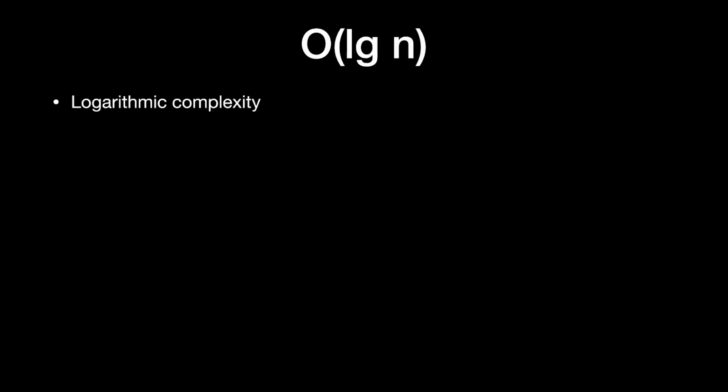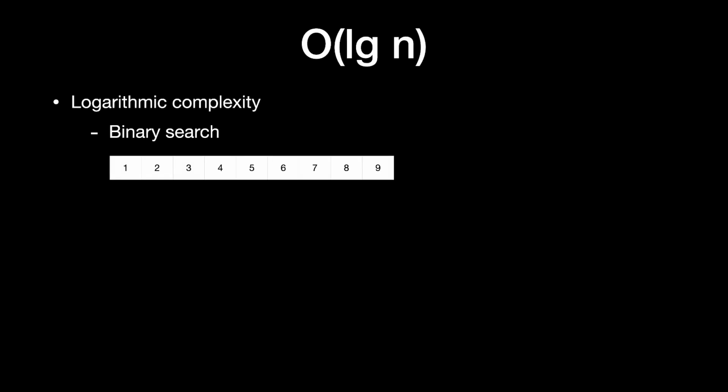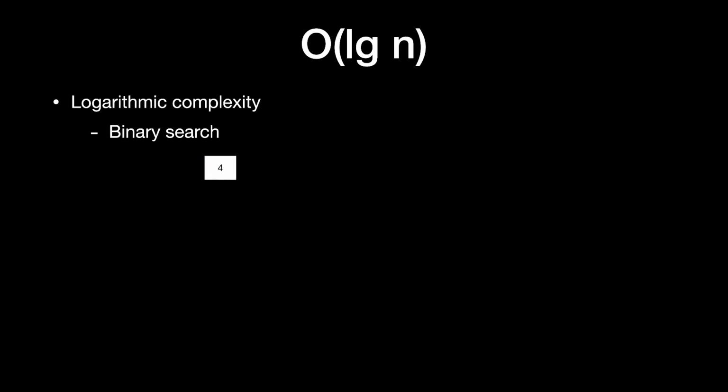Next up, we have a big O of log n, or logarithmic complexity. The classic example here is binary search. Let's say we have a sorted array of 9 elements and we're looking for the value 4. We could start at the midpoint, in this case 5. We know that 4 is less than 5, so we can eliminate the entire right-hand side of the array. We can repeat this process, thus halving our search space at each step. Overall, this gives us logarithmic complexity.